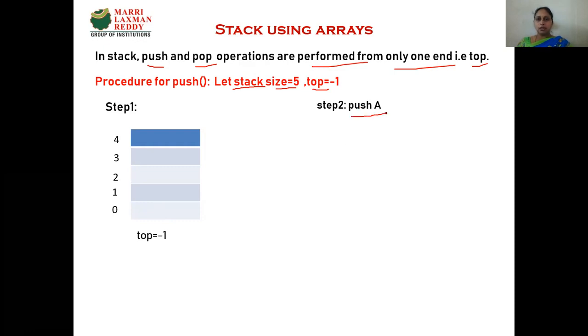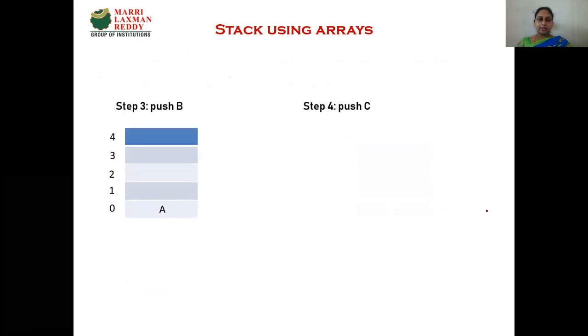First, you need to read that element A. Then the top has to be incremented, and then we can push the element onto the top of the stack. When top gets incremented, top becomes 0. Next, if I want to push B, first you need to read the element B, and then increment the top. Top will be incremented to 1. Now we can push the element onto the top of the stack.